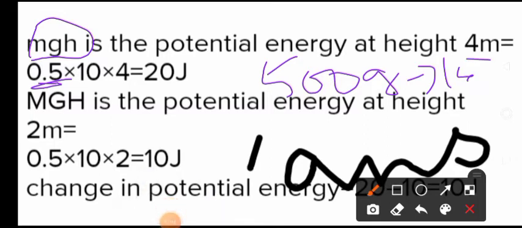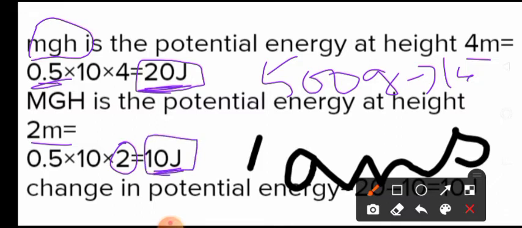At 4 meter we have the potential energy of 20 joules, and the potential energy at the height of 2 meter is found by applying the same formula again, but here you have to change the height as 2. So your answer is 10 joules. At 4 meter the potential energy is 20 joules, and at 2 meters the potential energy is 10 joules.